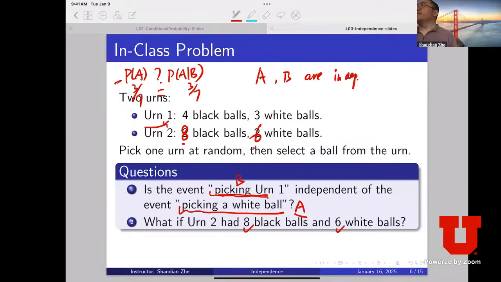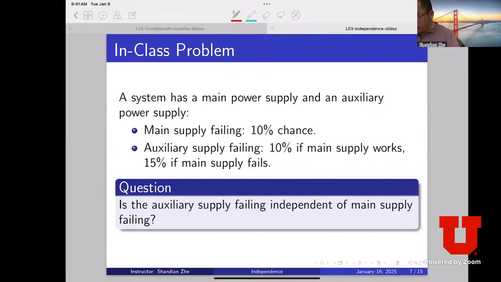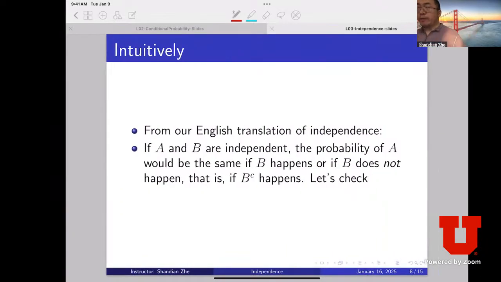Any questions so far? Okay, great. So let's stop here today. Next lecture, we'll do one more problem. Then we'll give a broader definition of independence. That's all.